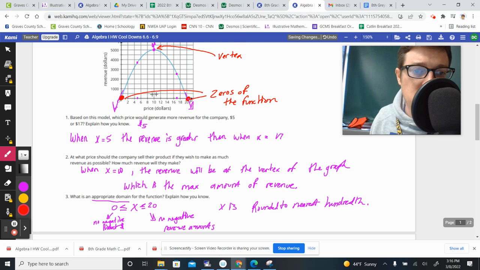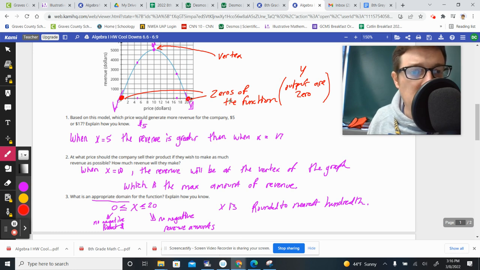Those a lot of times have specific meanings to the situation. In our situation here, this is the price that you would charge if you didn't want to make any revenue, right? And so it makes sense that they're zeros of the function. These are when your outputs are 0. The output is y. The y outputs are 0 when you have zeros of a function. The x's aren't necessarily 0, though sometimes they are. And then the vertex is the top point.